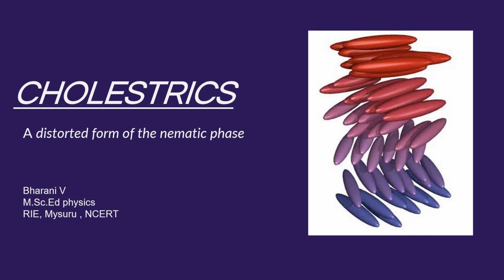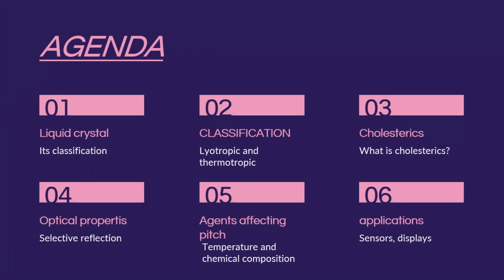In this session, I'll be discussing cholesterics, a distorted form of the nematic phase. So in this session, I'll be discussing what a liquid crystal is, its classification and the types of classification based on the temperature at which it exists as well as the concentration of the solvents. Also, I'll be discussing what cholesterics are and their properties like optical properties, the agents which affect the pitch of the cholesterics, as well as a few applications of cholesterics.